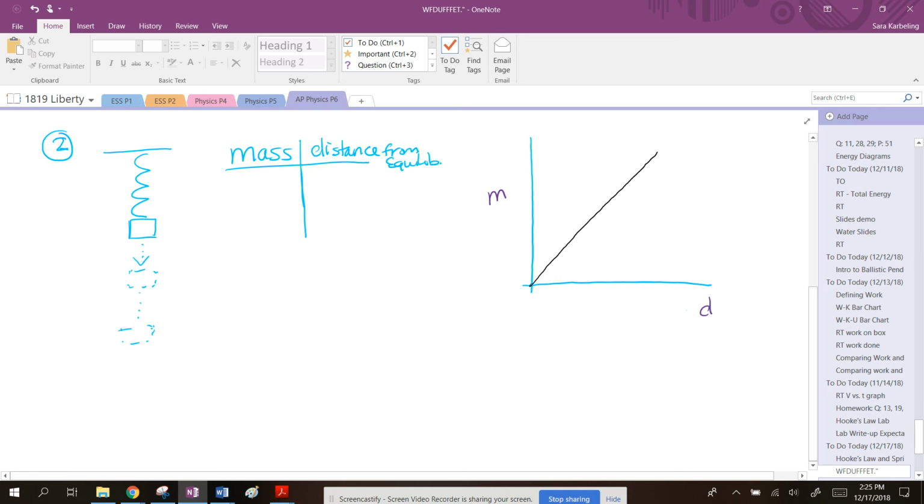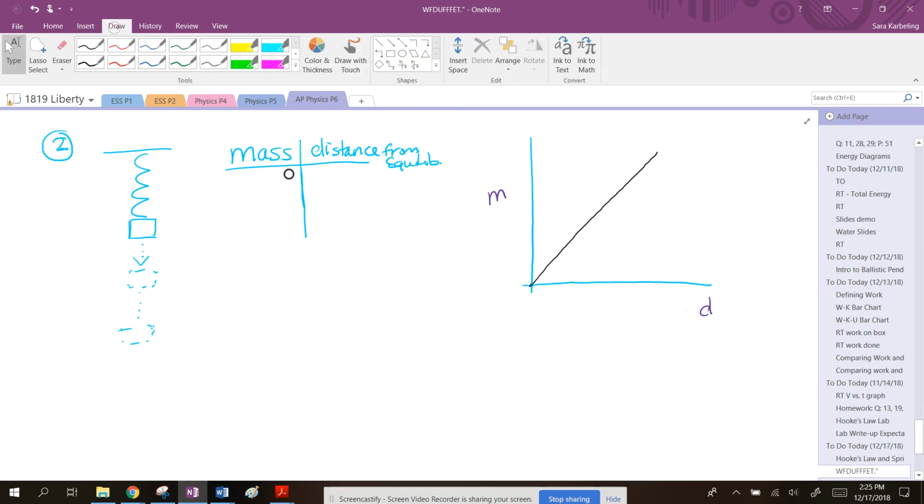So as I increase the mass, tell me what happens to the force of gravity pulling this thing down. It gets bigger, right? Now, if this thing's in equilibrium in any one of those places, tell me about the net force acting on it. Zero. So what else is acting on that block?